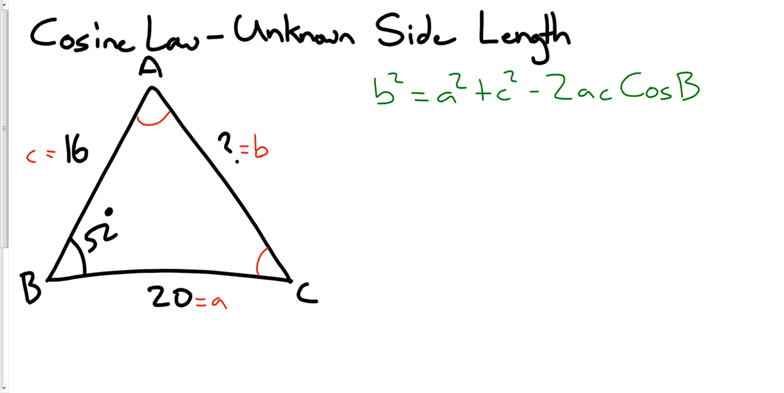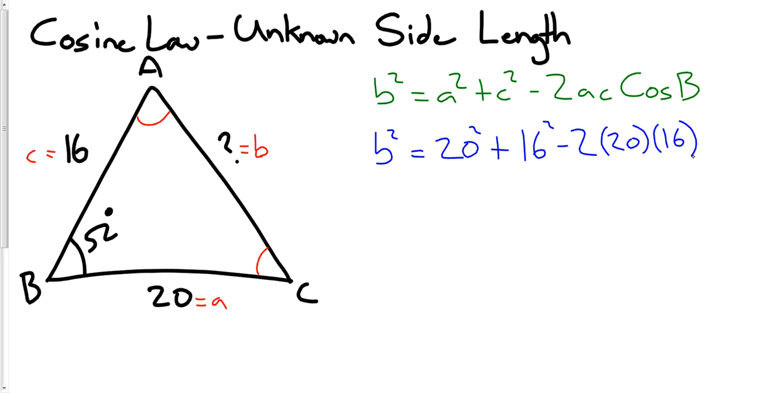Okay. So now I'm going to substitute in my values that I actually know. In this case, I've got B squared is equal to side A squared, and side A is 20, plus C squared, and C is 16, so I'm going to square that, minus 2 times 20 times 16 times cos of angle B, and angle B is 52 degrees. So then I'm going to go through and simplify what I've got.